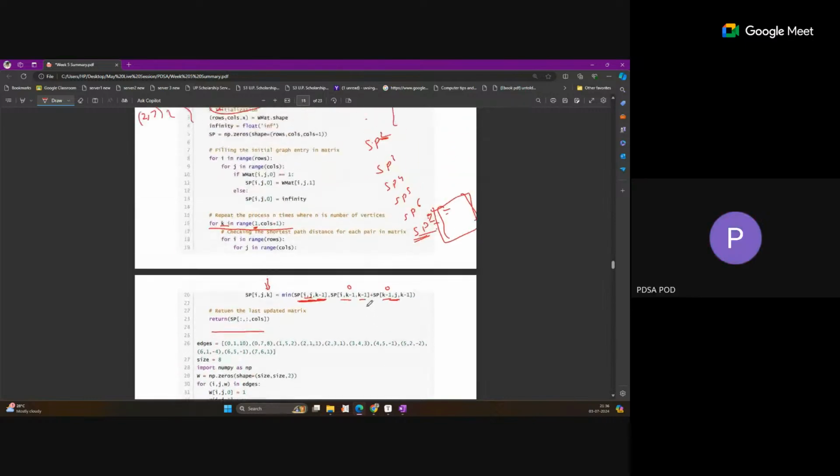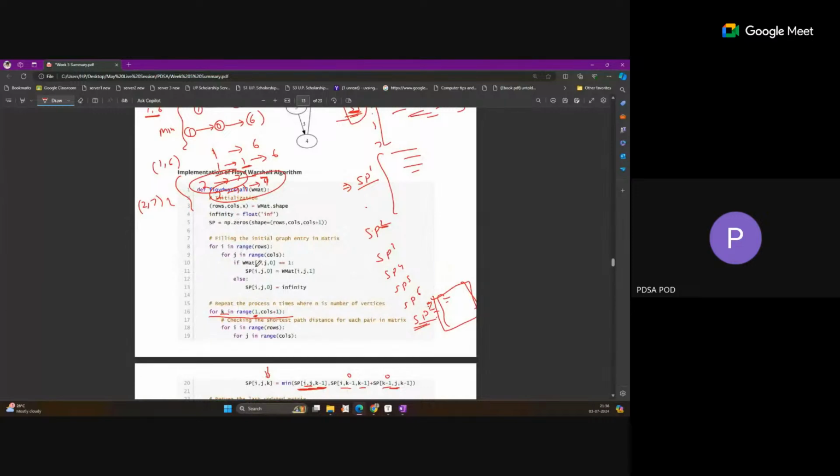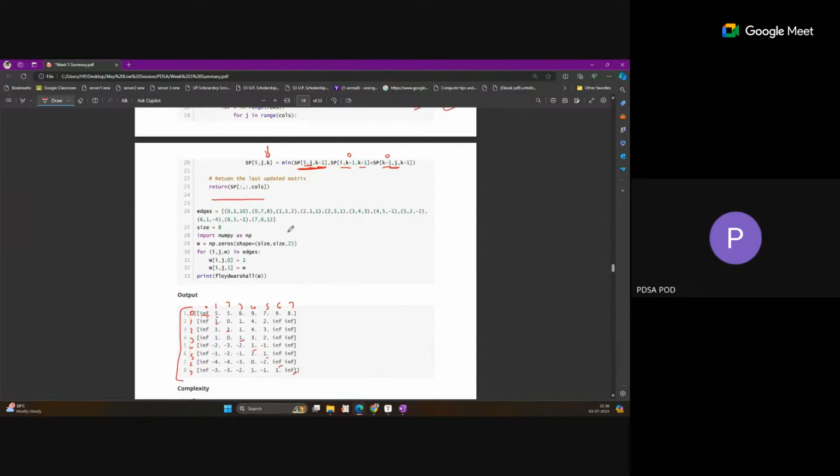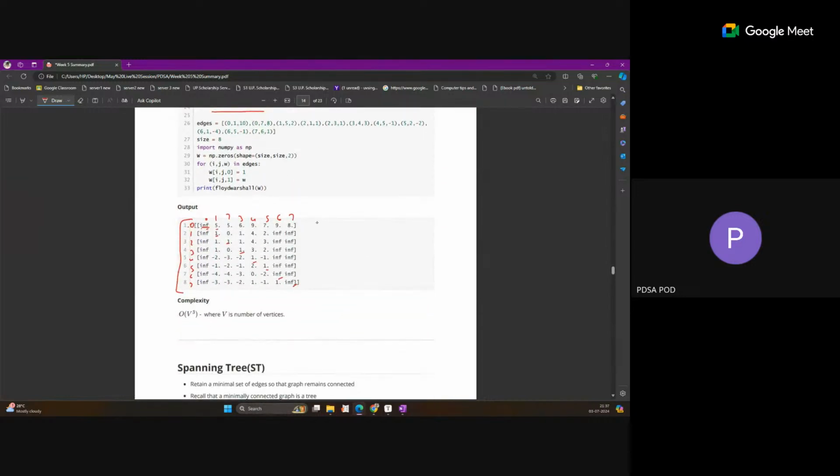So actually we are repeating this process the number-of-vertices times. It finds the shortest path between every pair in the final matrix. So you will get this type of matrix, where each pair represents the shortest path distance. So for 2 to 7, what value are you getting? This is 1, like this.